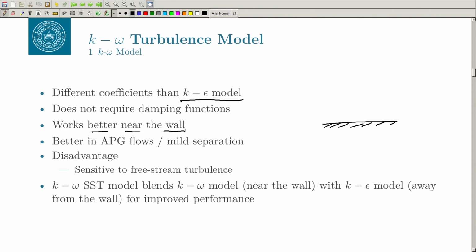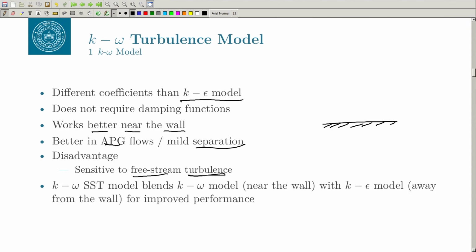And because of that, whenever you have an adverse pressure gradient or there is a separation, the effects of those things are seen in the boundary layer. Because this model works very well near the boundary layer, it is very good for this kind of flow. But the problem with this model is that it is very sensitive to the free stream turbulence.